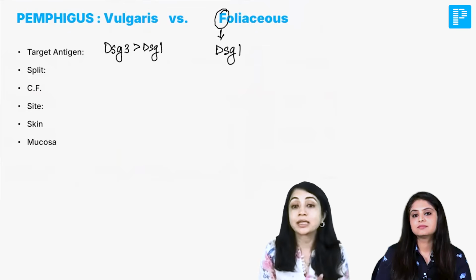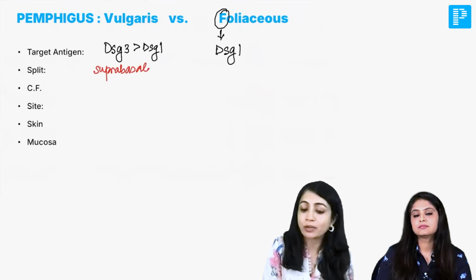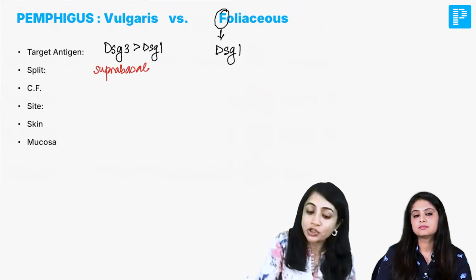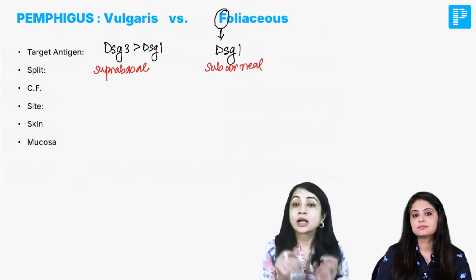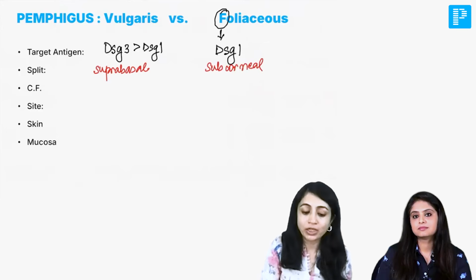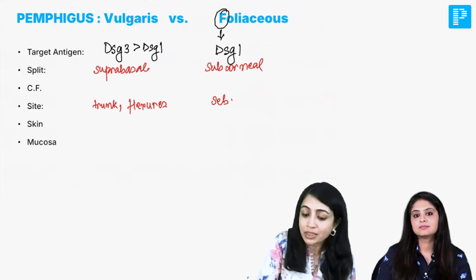The split that I see in pemphigus vulgaris is above the basal layer, and so we call it a suprabasal split. In foliaceus, we get a subcorneal split. Dr. Preeti would be elaborating on the split and the antigens. Coming to the clinical features, pemphigus vulgaris, I told you, can be present anywhere on the body, but trunk and flexures are important sites, whereas pemphigus foliaceus will present in the seborrheic distribution.